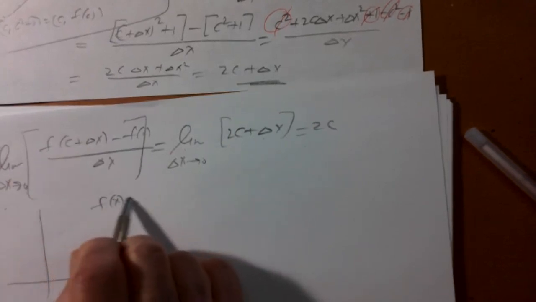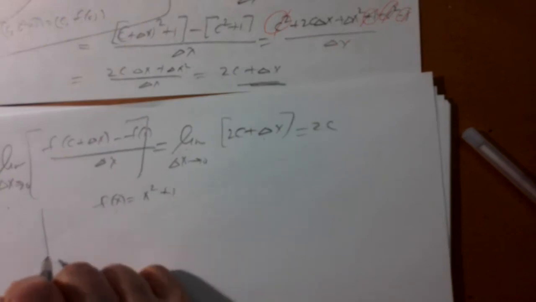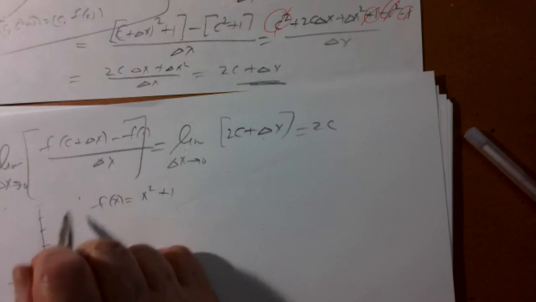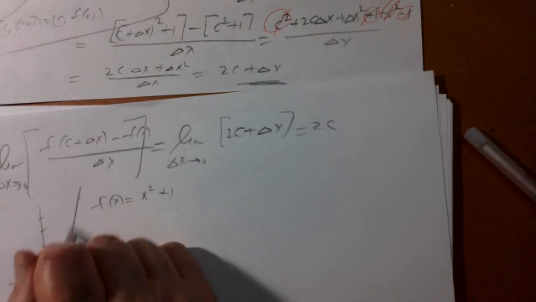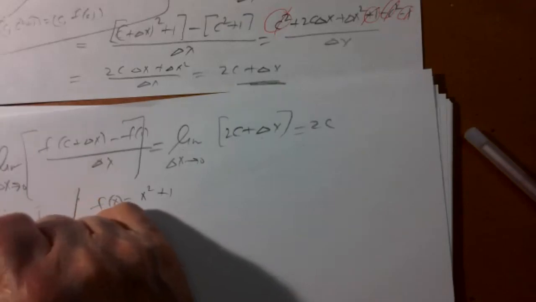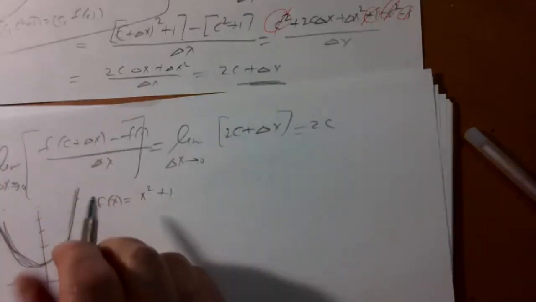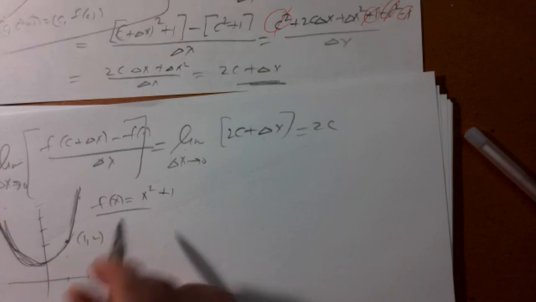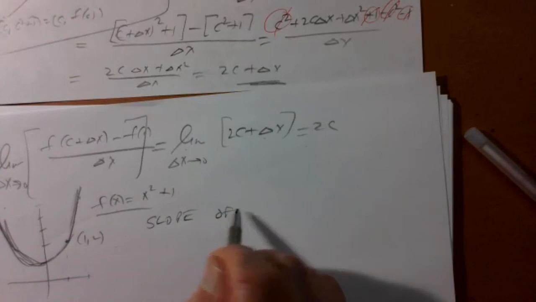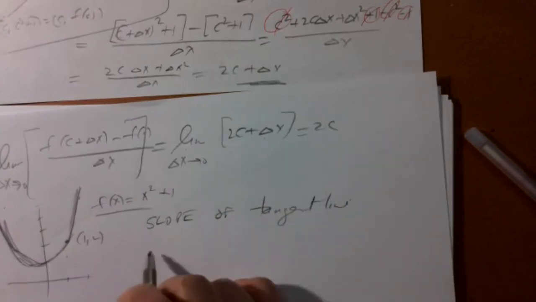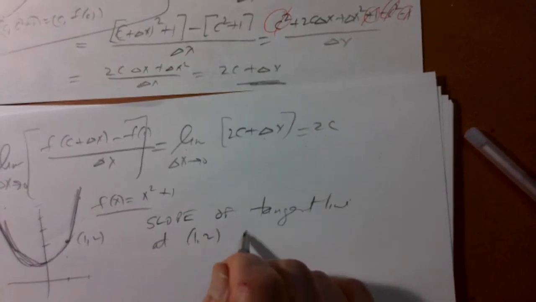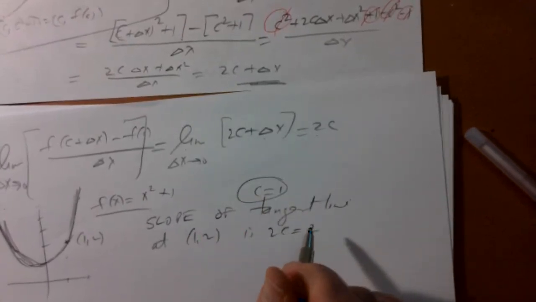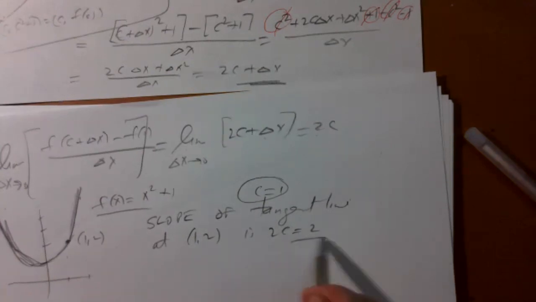So remember, f of x is the parabola x squared plus 1. That's the graph of the parabola. For example, when x is equal to 1, this is the point (1, 2). So the slope of the tangent line at the point (1, 2) is, so this is the case C equals 1, 2C is equal to 2. So the tangent line has slope 2.